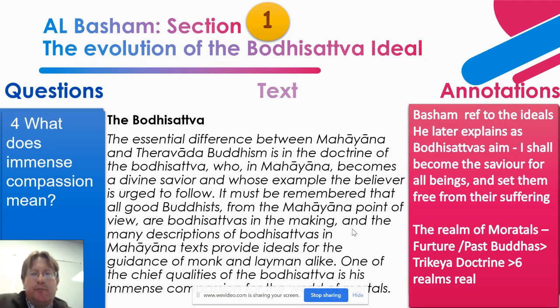When it talks about the realm of mortals, past, future mortals, perhaps he's referring to the idea in Mahayana of the Trikaya doctrine, of the six realms, that these are actual real realms in a sense that reflect this wider, more extravagant Buddhaverse in Mahayana.